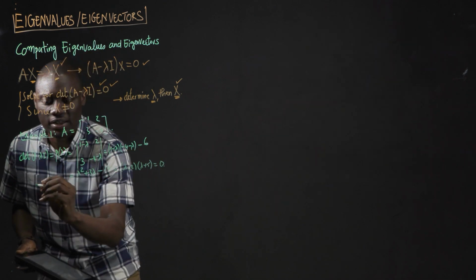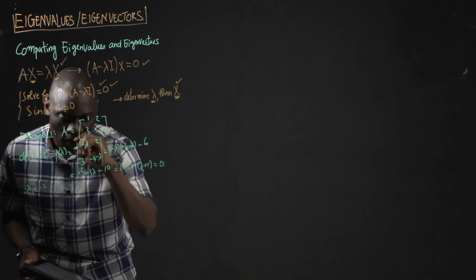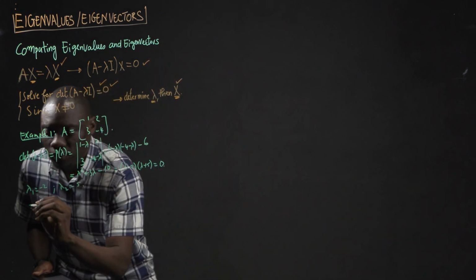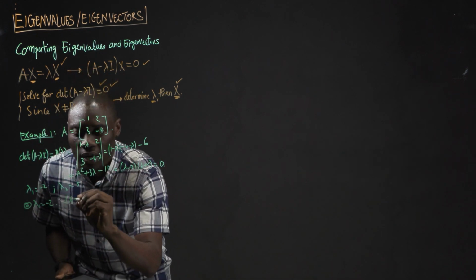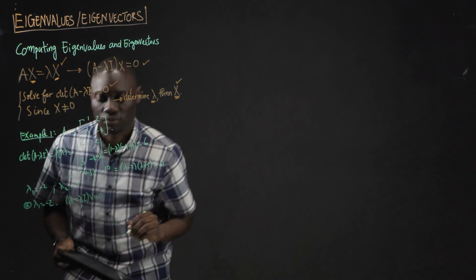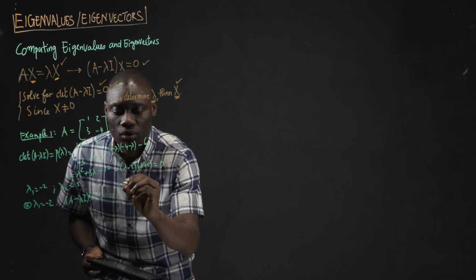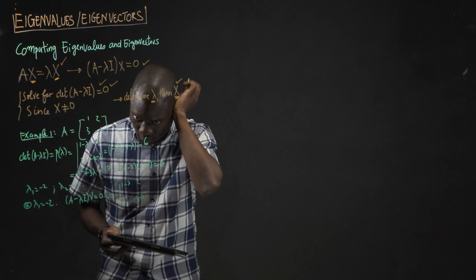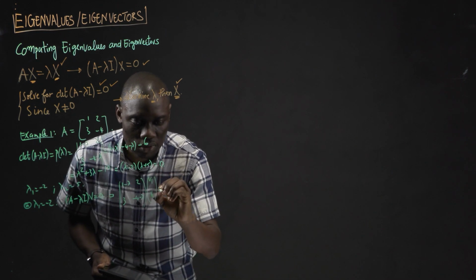So solving for lambda here, I have two values: lambda 1 equals minus 2 and lambda 2 equals 5. Now let's find the eigenvectors for each value of lambda. For lambda 1, I have to solve the equation (A minus lambda I) v equals 0, which gives [1 minus lambda, 3; 2, minus 4 minus lambda] times [v1, v2] equals 0.